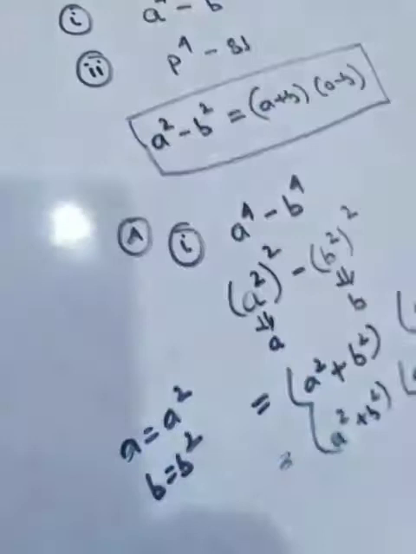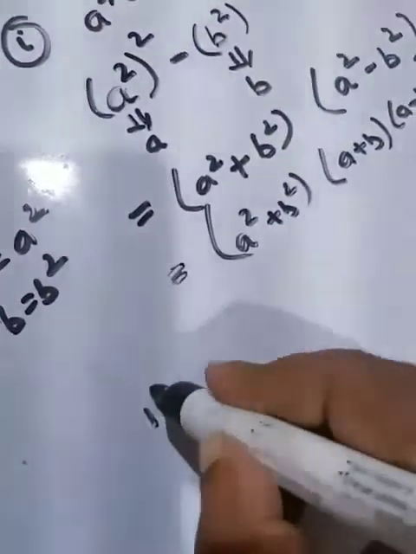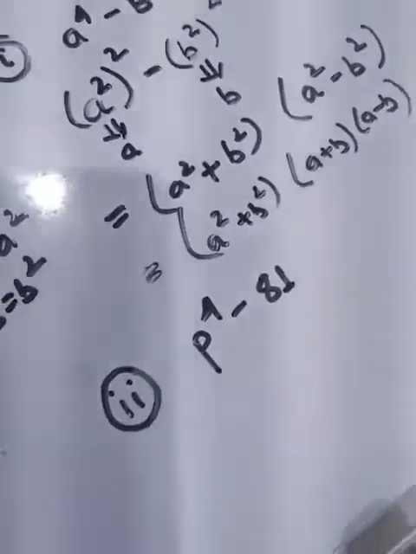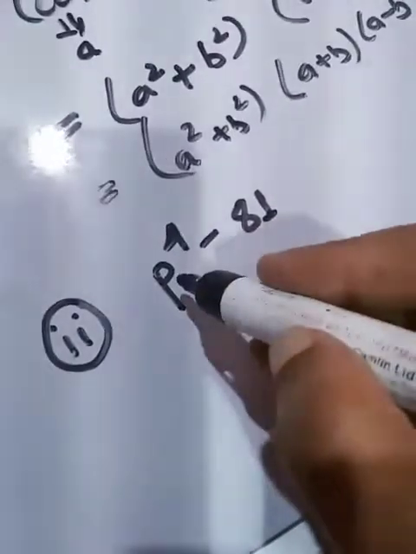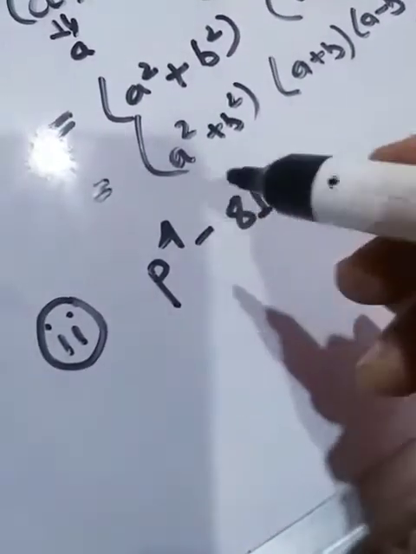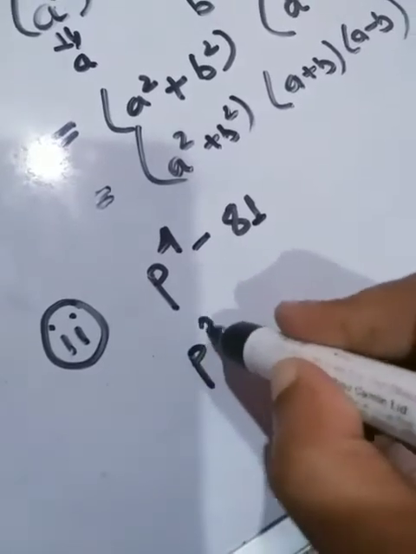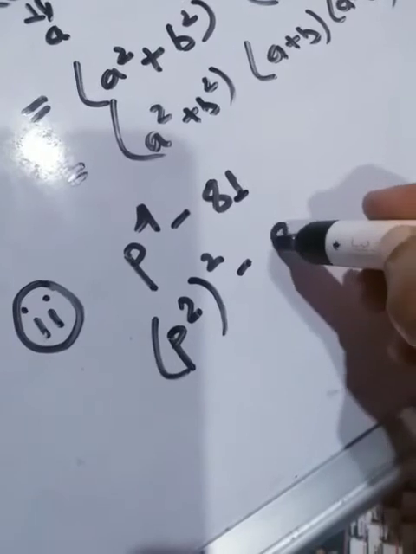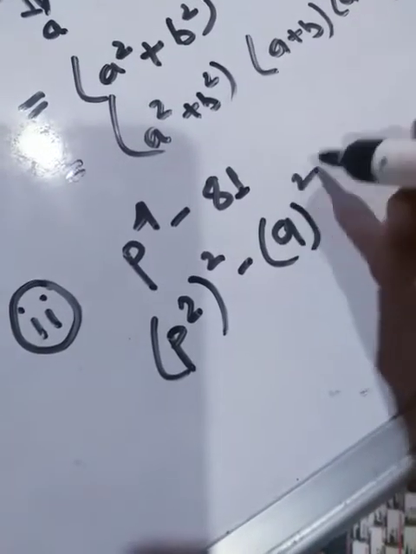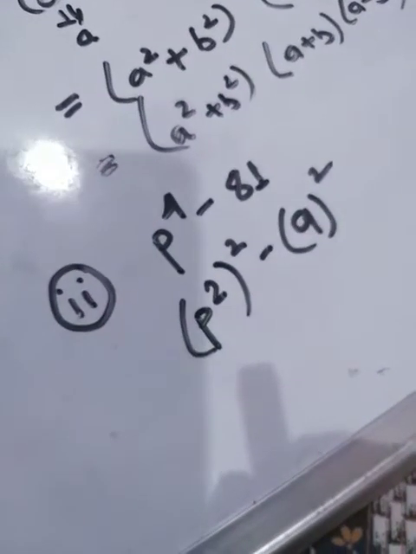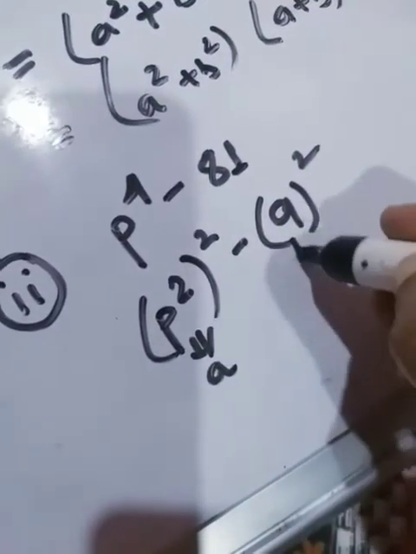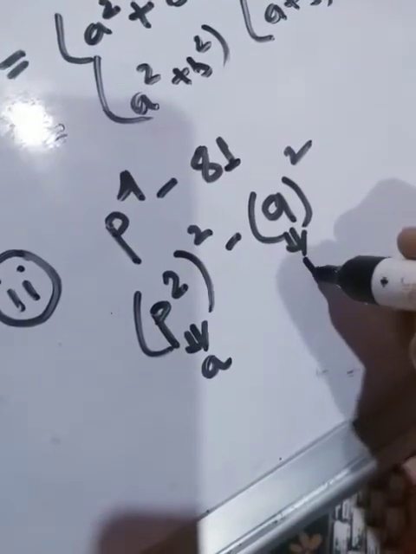Okay, now let's move on to sum number 2. Sum number 2 is also very similar: p to the power 4 minus 81. The first thing that we'll do is convert p to the power 4 into a square form, so p square to the power square. And what do we do with 81? We'll write 9 square. Now this p square will be considered as a, and 9 will be considered as b.